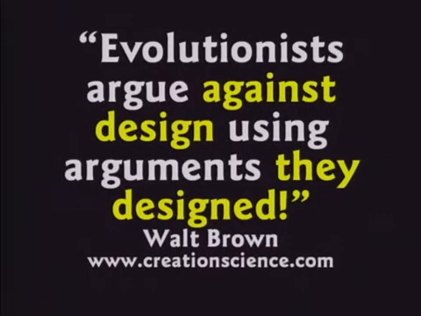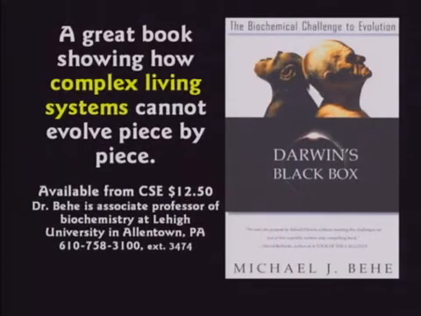It's interesting that evolutionists argue against design using arguments they designed. One guy wrote a whole book called The Blind Watchmaker. He said it could have happened over billions of years. Well, why'd you write a book about it then? Why don't you throw a bunch of ink out on a paper and see if it made your book? Michael Behe's got a great book showing the complexity of nature and how it simply could not have survived. It could not have happened by chance.